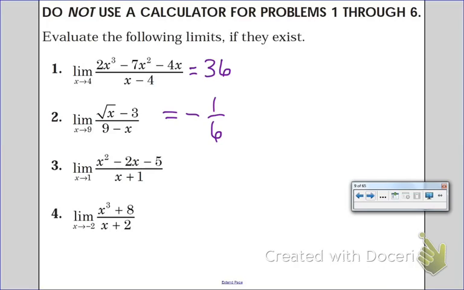All right, so for number 3, the answer is -3. For number 4, the answer is 12. Are we good on those?